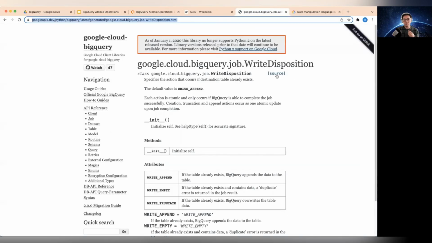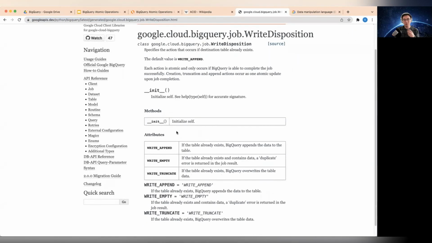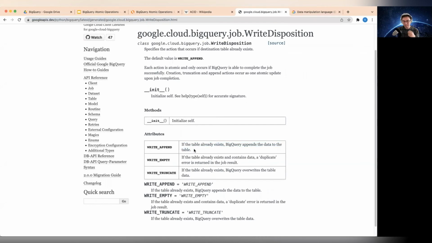If you look at this documentation, it's called a write disposition configuration. This is the Python SDK, but if you use the command line, the bq command, or the Java SDK or whatever SDK, it's the same concept. It's called the write disposition. There are three of them. Write append is basically just appending more data into existing tables. It doesn't touch the existing data, but in this particular case, we're looking at write truncate, right? Write empty is where the table must be empty. When you write the data into it, it will check if the table is empty. If it's not empty, the query would fail, right?